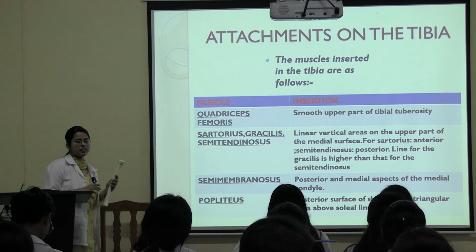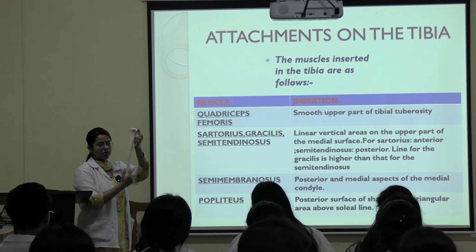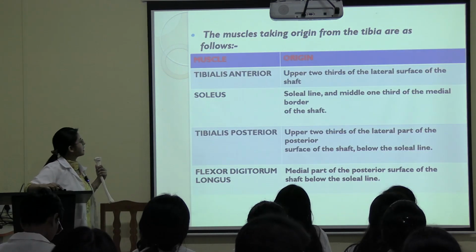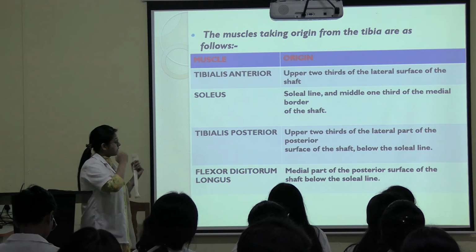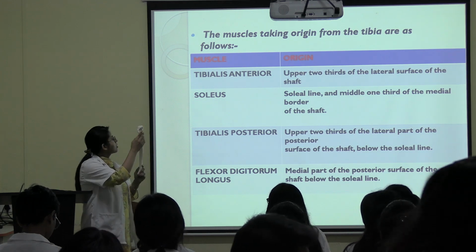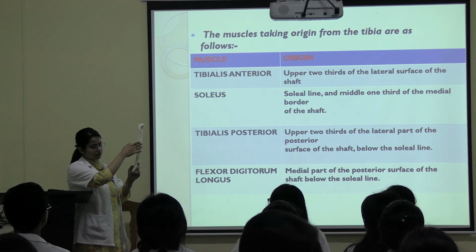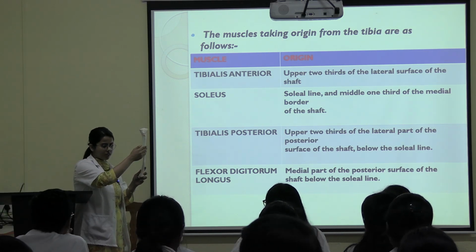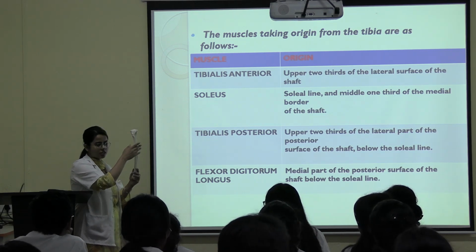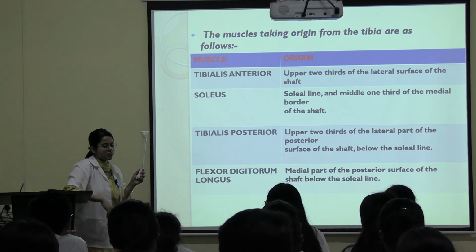Now popliteus. As I said earlier, popliteus is inserted in the upper triangular area above the soleal line. Clear? Now what are the muscles that take origin? Now let's move to the lateral surface. This is the lateral surface. Tibialis anterior will take origin, not insertion, from the upper 2/3 part of the lateral surface.